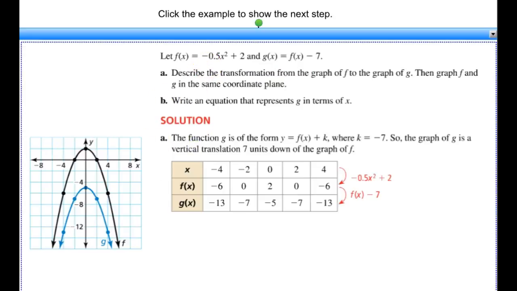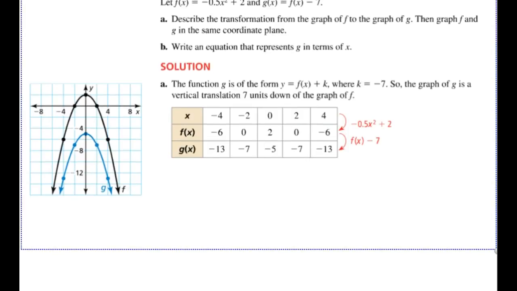So the first thing I do is I come up with my table of values, right? And I can use the same x values for both functions. So I come up with my table, and then I plug them in and find both my f and my g, and then I can graph them both. So what I see is I have both of my graphs open down. They both have the same axis of symmetry. However, g's vertex is now at -5 instead of at 2. And that's because I moved everything down by 7.